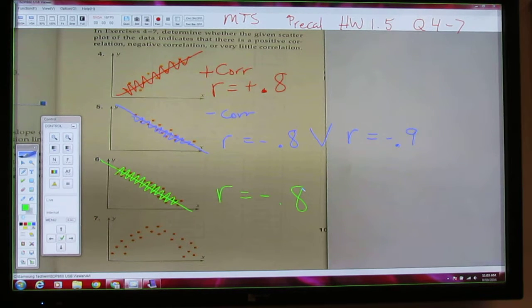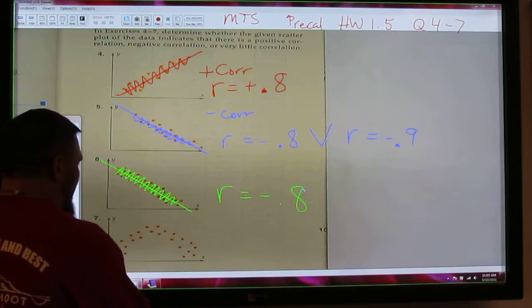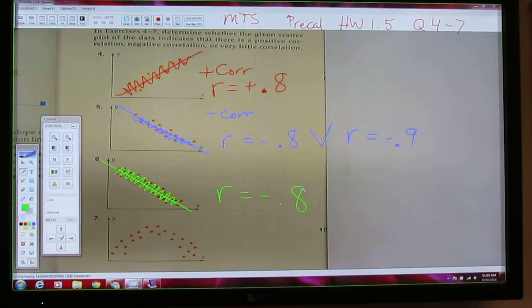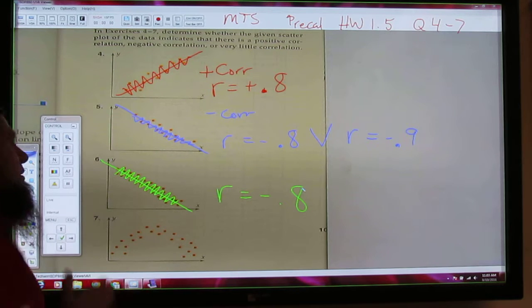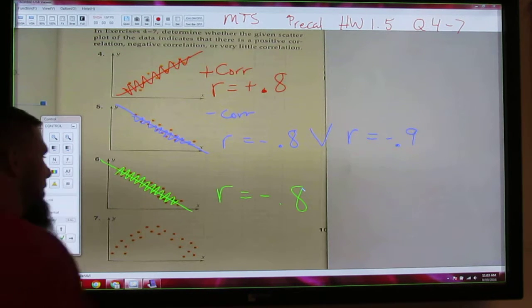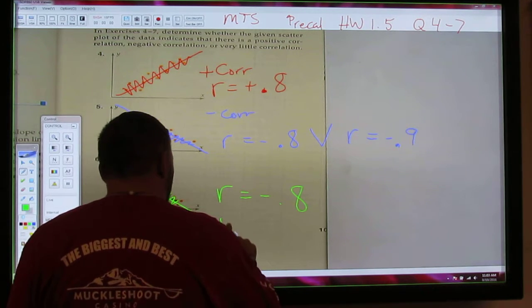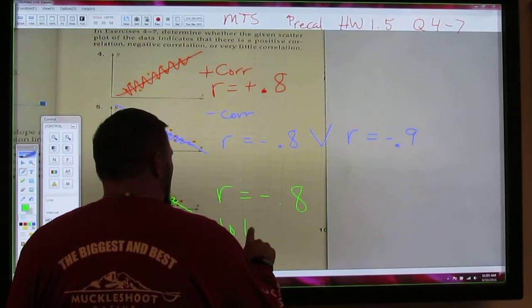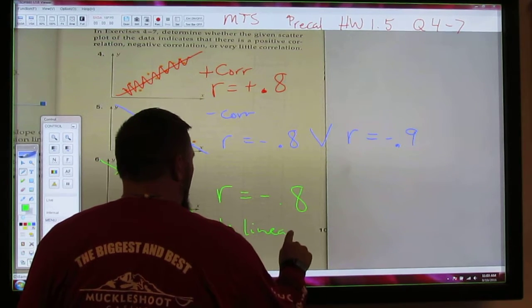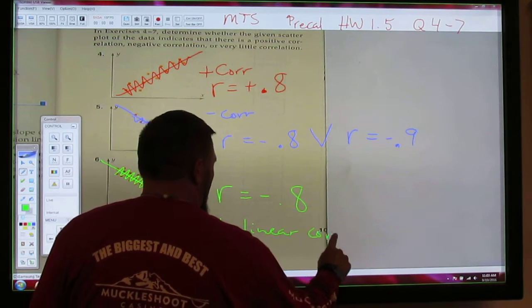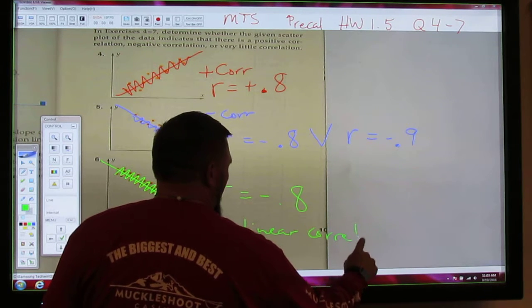And the last one, you can't make a linear correlation, because it's almost a circle. It's a half circle, in fact. So if you wanted a linear correlation, there would be no linear correlation.